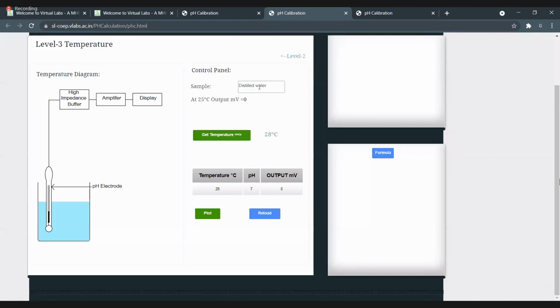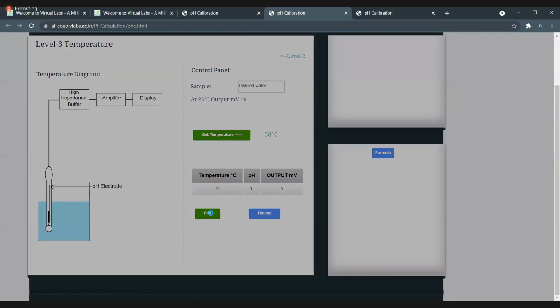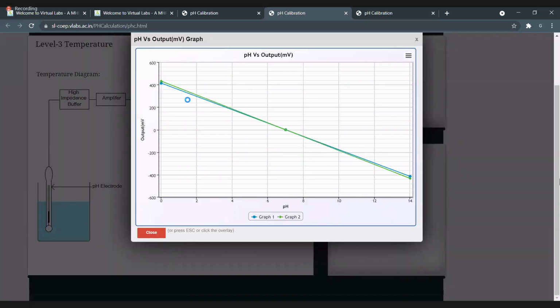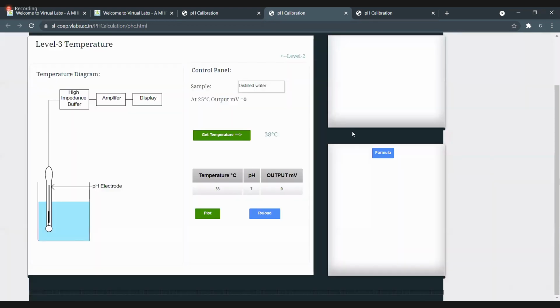Sir, shall I select different? Yes, you can select. Why do you have 2 lines on the graph sheet? Sir, I think the first is about that pH value. Okay, close the graph. And at 25 degrees Celsius, your output voltage will be 0. At 38 degrees also, it is 0. Okay, right. Stop sharing.